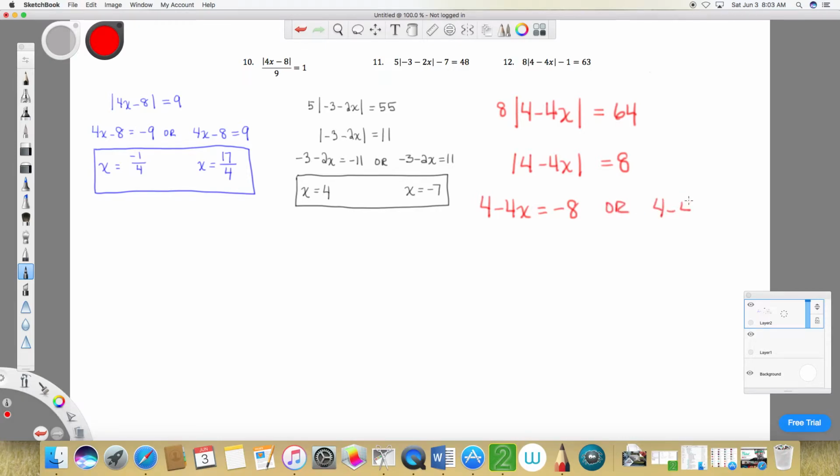And now in each case, we have a two-step equation. In 2 steps, we'll have our answer. If we subtract 4 from each side, on the right-hand side, we'll have a negative 12. And that negative 12 divided by a negative 4 is positive 3. On this side, if we subtract 4 from each side, we'll have a positive 4. And positive 4 divided by negative 4 is negative 1.